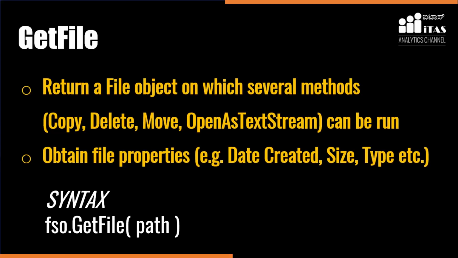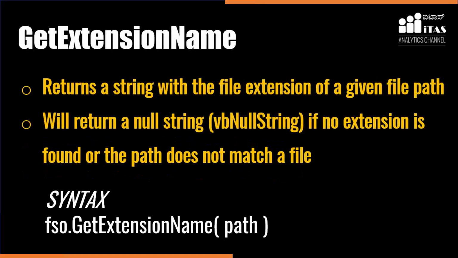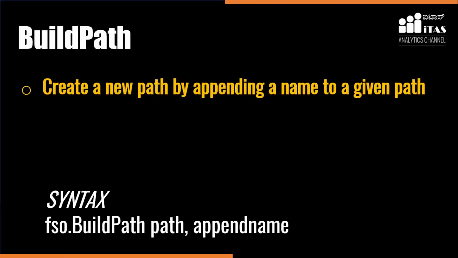The next one is get file, which will help us in getting the properties of the file mentioned. Then we have get file name, which will help us in getting the file name of the specific path we have mentioned. Then we have get file name extension. That is, we'll get the extension of the file name with this function. Get extension name will give us the extension of the file we have mentioned in the path. Right. Let's go and see with some examples how we can use these functions.